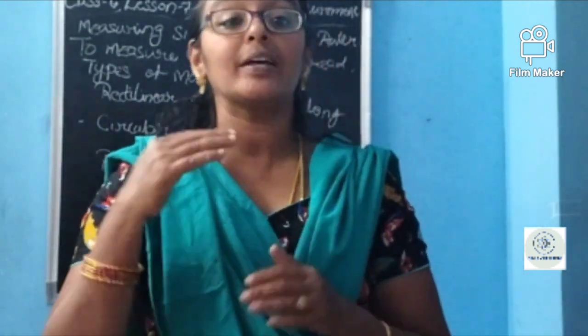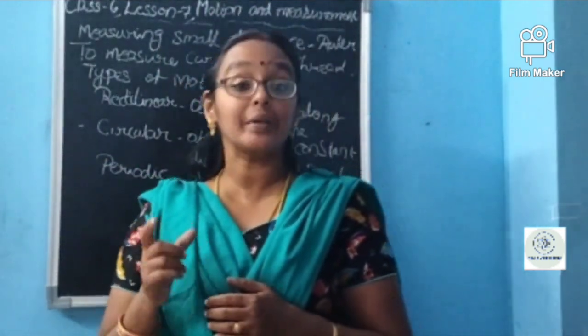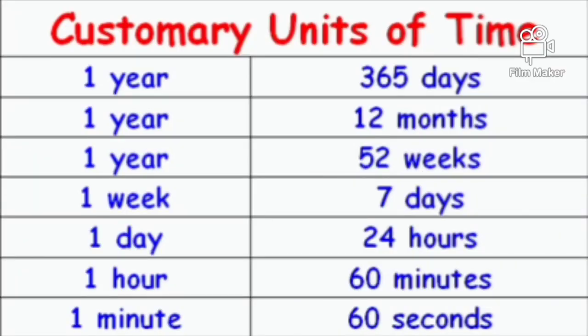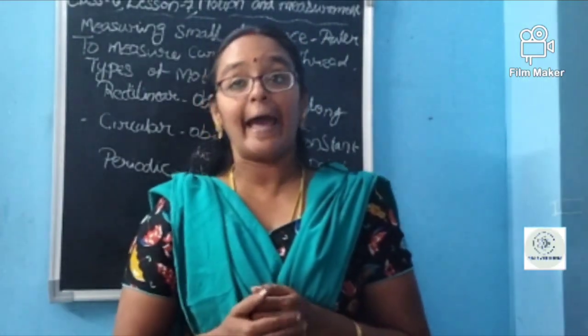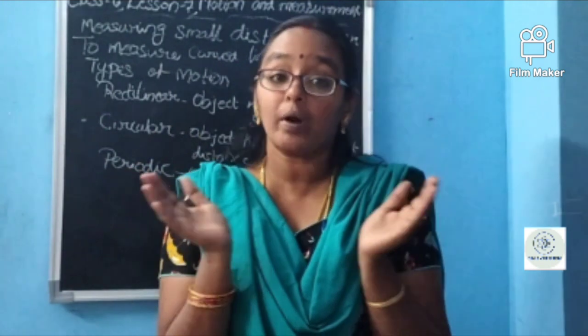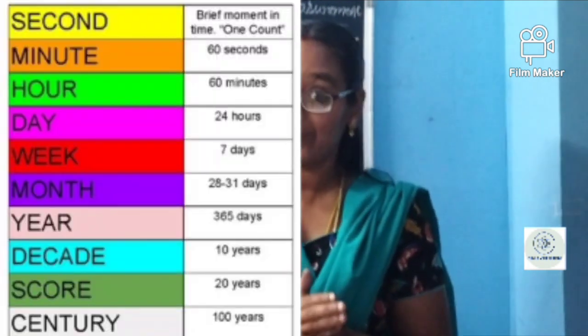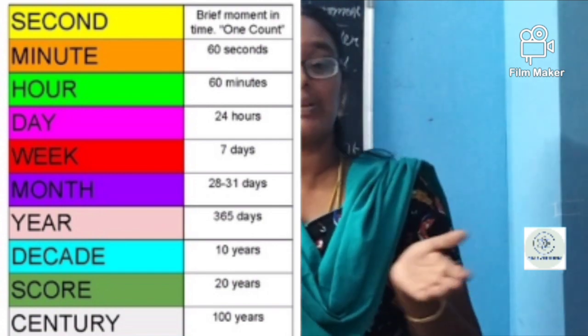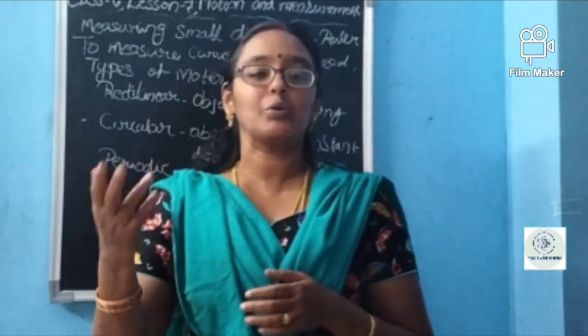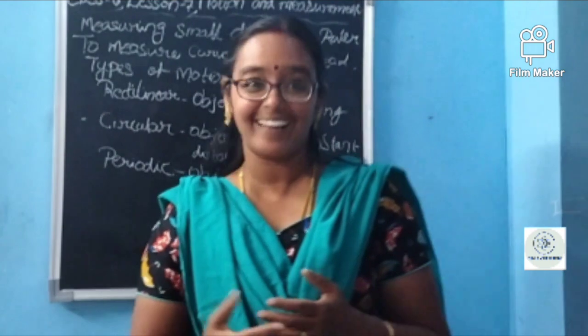As well as for time, we know that the SI unit is seconds. We know all these things. What is 1 minute? How many seconds will become 1 minute? 60 seconds make 1 minute, and 60 minutes make 1 hour, and 24 hours will make 1 day. And 7 days will become 1 week. Like that it will go. 12 months become 1 year and all.